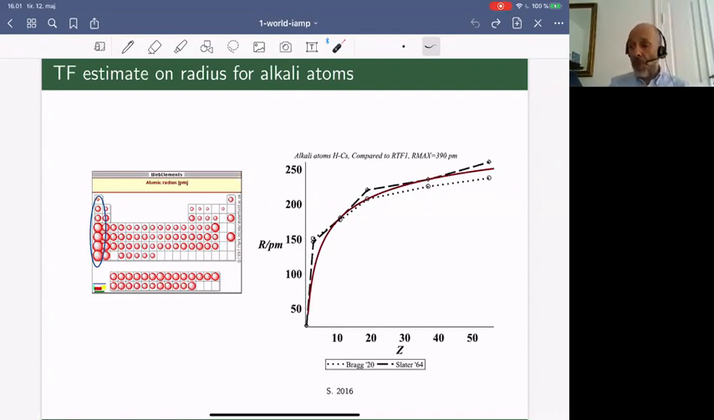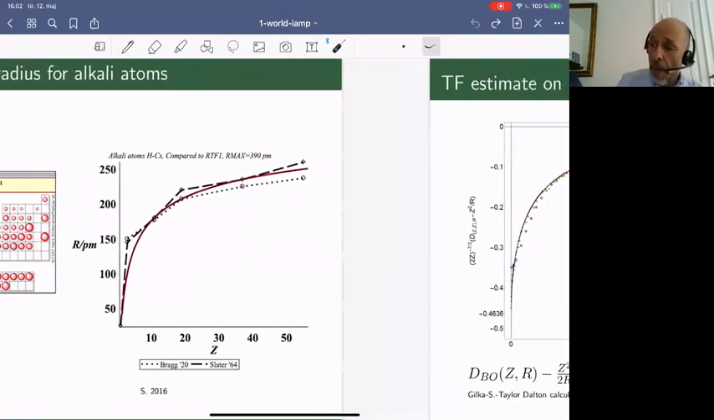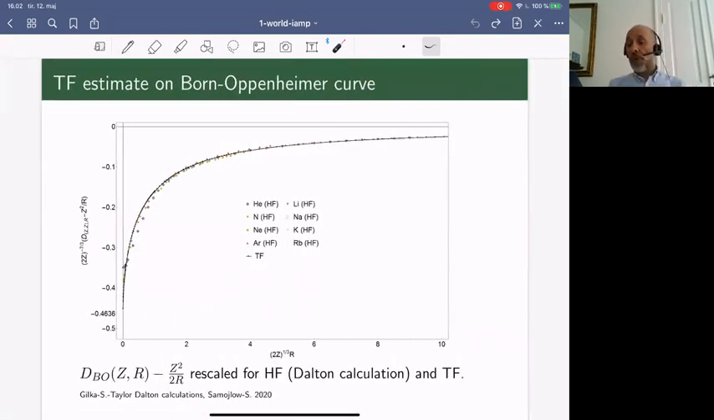Now, if you let Z go out to infinity, you will eventually end up with a very large radius, which is 390 picometers. And the last thing I wanted to show you was the Born-Oppenheimer curve. To understand this prediction, together with two chemists, Gilka and Taylor, who were good at doing Hartree-Fock calculations, in fact, they knew how to work with this program called Dalton, we calculated the Born-Oppenheimer curve in Hartree-Fock theory for a certain number of elements.